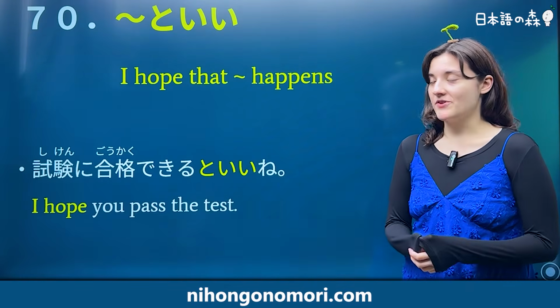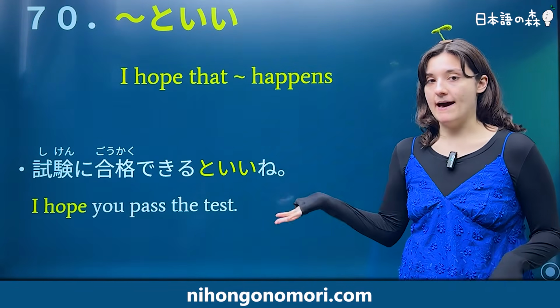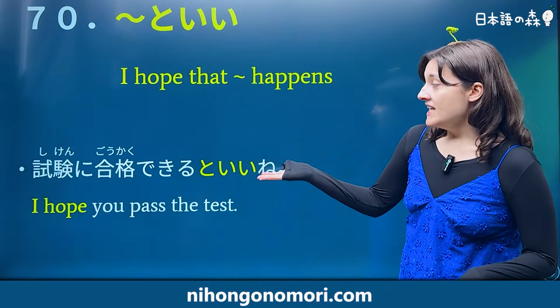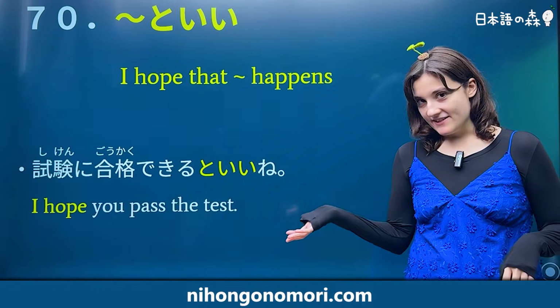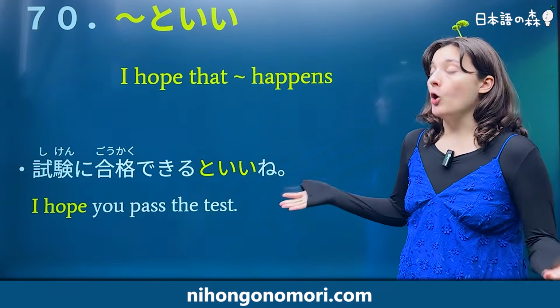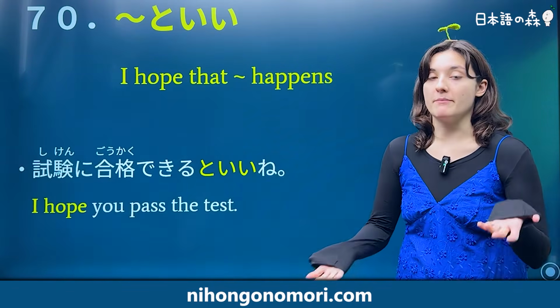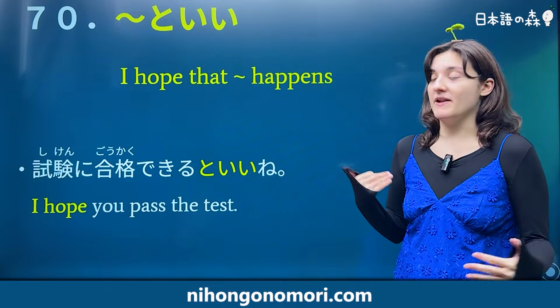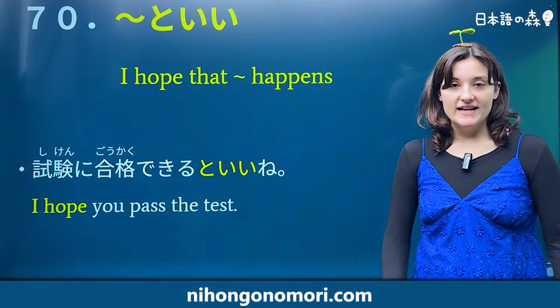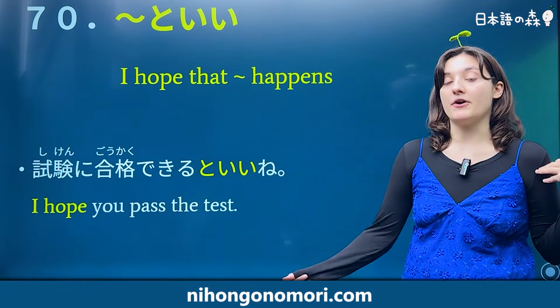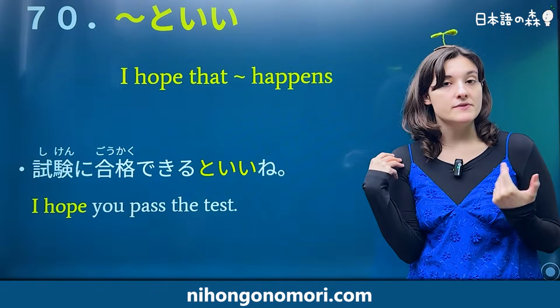遠い. So this is, I hope that blank happens. 試験に合格できるといいね. I hope you pass the test, right? So we're expressing a hope, a wish for somebody or something. We can also express it for ourselves, but in that case, we might say something like, できるといいんですが, right? To just sort of soften the fact that we're making a strong hope about ourselves.